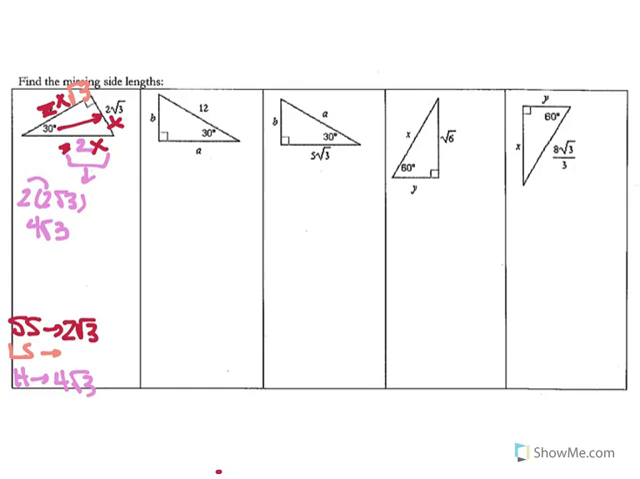And then the last one's the long side, and you're just taking x and multiplying that by root 3. So I've got 2 root 3 times root 3. Radicals get to multiply together, so root 3 times root 3 is root 9, or just a normal 3, so this is essentially 2 times 3, which is 6. Okay, so those are my final answers.